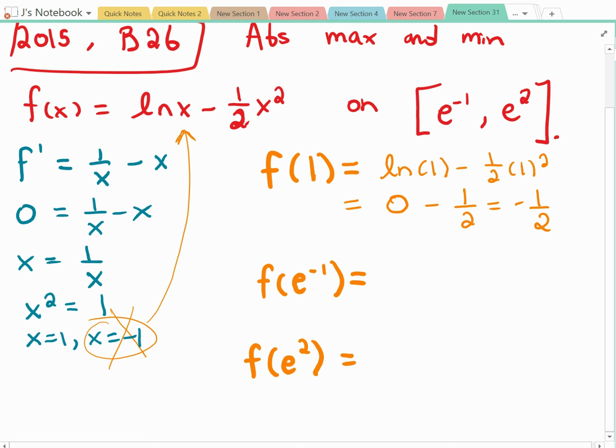If we plug e to the negative 1 into the function, we'll have the ln of e to the negative 1 minus 1/2 of e to the negative 1 all squared. Ln of e to the negative 1, that's a cancellation law, they're inverse functions. So we're left with negative 1. And that's minus 1/2 multiplied by e to the negative 1 squared is e to the negative 2, which is 1 over e squared.